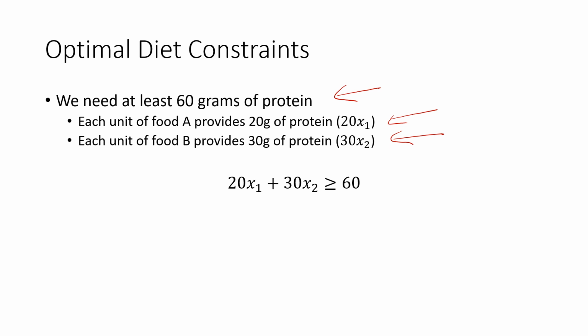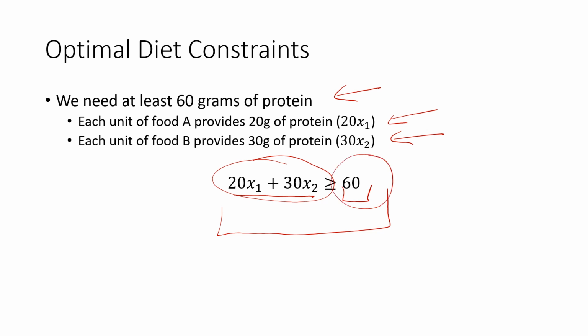So if I know what the value of x1 and x2 is, I can just add those up and I get the amount of protein that I've bought. And my problem says that has to be at least 60 grams. So there is my first constraint. The amount of protein that I buy is at least 60. There's my first constraint.